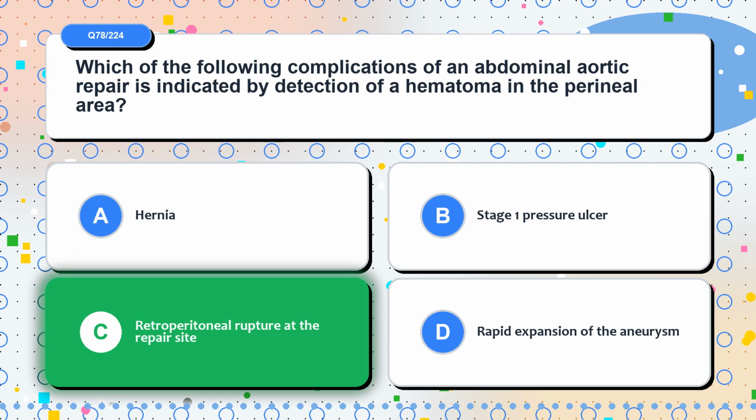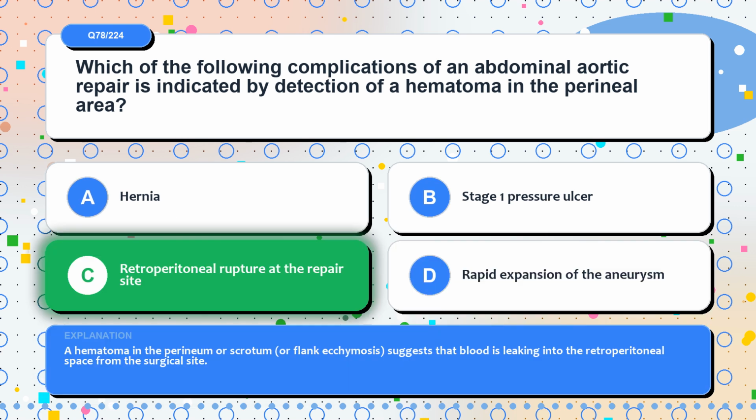The correct answer is option C. Retroperitoneal rupture at the repair site. A hematoma in the perineum or scrotum or flank ecchymosis suggests that blood is leaking into the retroperitoneal space from the surgical site.